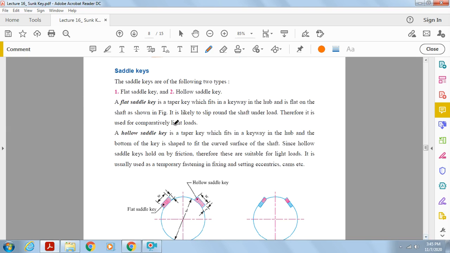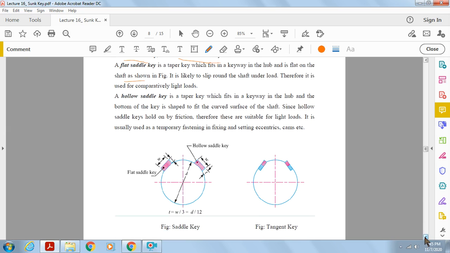Next come to the saddle key. The saddle keys are of the following two types: flat saddle key and hollow saddle key. A flat saddle key is a taper key which fits in a keyway in the hub and is flat on the shaft as shown in figure. So like this, this is a flat saddle key. It is likely to slip around the shaft under load. Therefore, it is used for comparatively light loads.